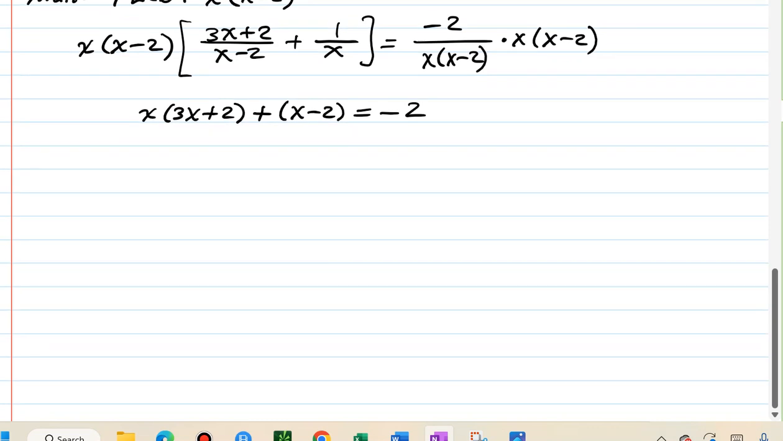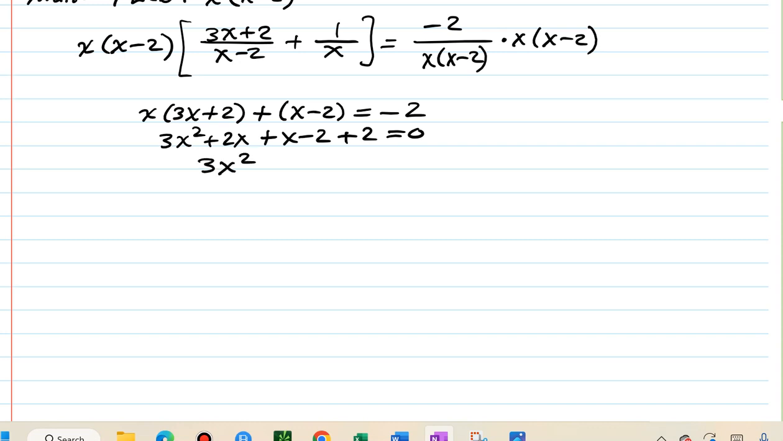Now we can remove parentheses. That's multiply x by the binomial. Remove the parentheses on the second binomial. I'm going to go ahead and bring negative 2 to the other side, make that positive 2, so I have 0 on the right side. This is going to be 3x² + 3x. 2 and minus 2 are 0. And there you have it, which is nice. We can now solve this one.